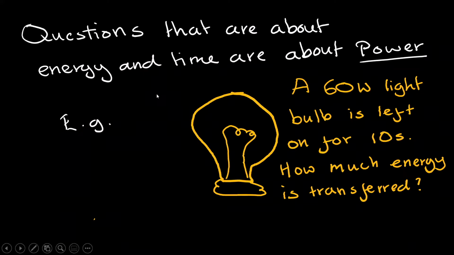So you can recognise a question about power, because it's often a question people get confused about, because there's energy, power going on, it's all kind of related. But you can recognise a question is about power when it's got a time in it, okay? So example, a 60-watt light bulb is left on for 10 seconds. How much energy is transferred?